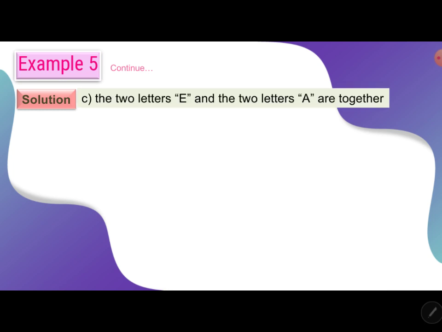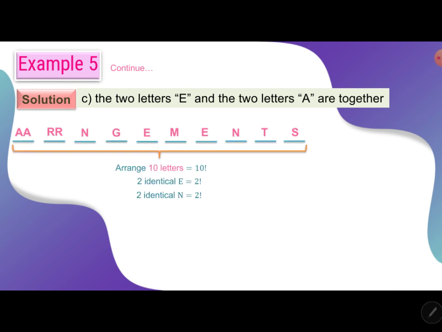Okay. For question C, the 2 letters E and the 2 letters A are together. When they are together, we have to tie them together. So A together, E together. I think maybe they confused between these letters, so let's say R together. So we put A together, R together as one word, then the other letters will be on their own. How many letters do we have? Other than A and R there will be 8, and then this R and A group is one group, so we have 10 letters.